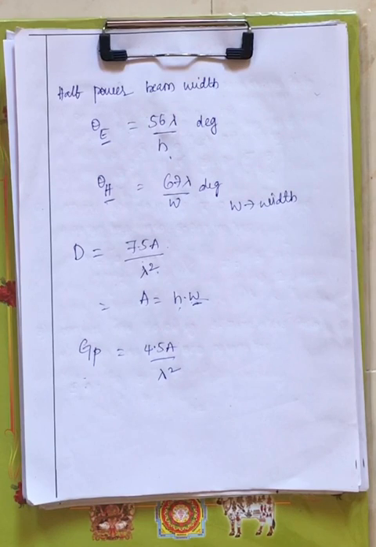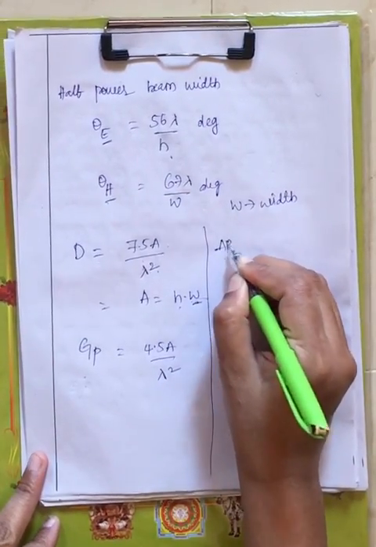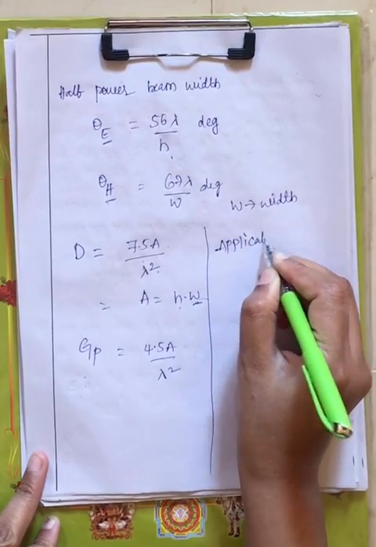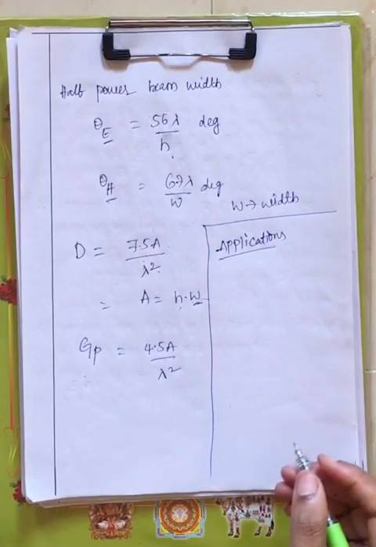Now these are the important formulas. First you have to remember directivity. If you don't remember the remaining ones, that doesn't matter, but you have to remember the directivity of the horn antenna, which is given by 7.5 A by lambda square. Now coming to its applications, the last topic under the horn antenna. Let us see what the different types of applications are.